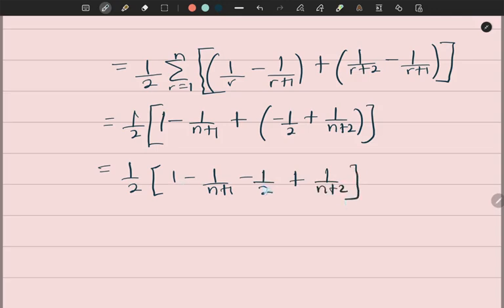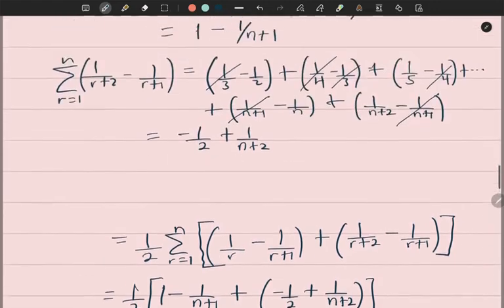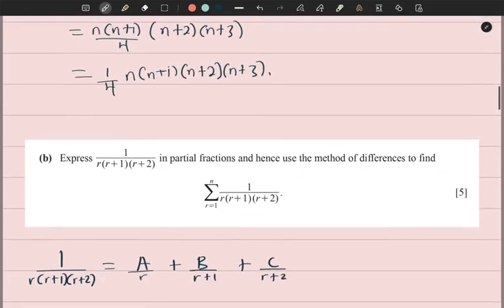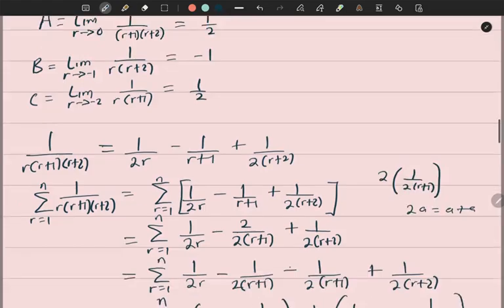Alright, so 1 minus 1 over 2, that's 1 over 2. Then 1 over 2 times 1 over 2 becomes 1 over 4 minus 1 over 2 in bracket of n plus 1, then plus 1 over 2 in bracket of n plus 2. And this is the solution to the given question. When you simplify this, this is what you are going to get as the final result.